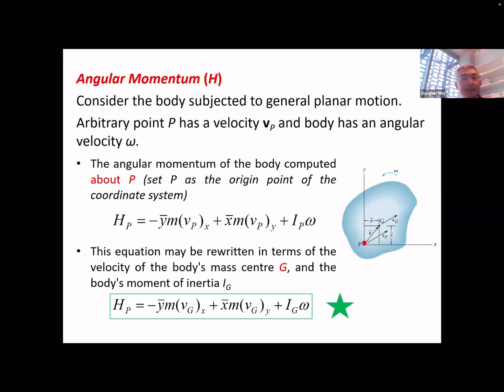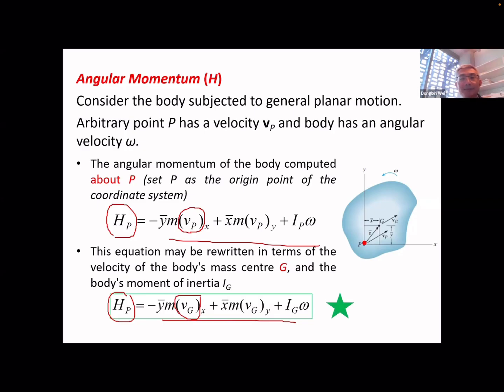And this one is the angular momentum of this rigid body about an axis going through point P. These two equations should give us the same result. The difference is in the first expression, it uses the velocity at the selected point P. But in this one here, the velocity is the velocity at the mass center point G.